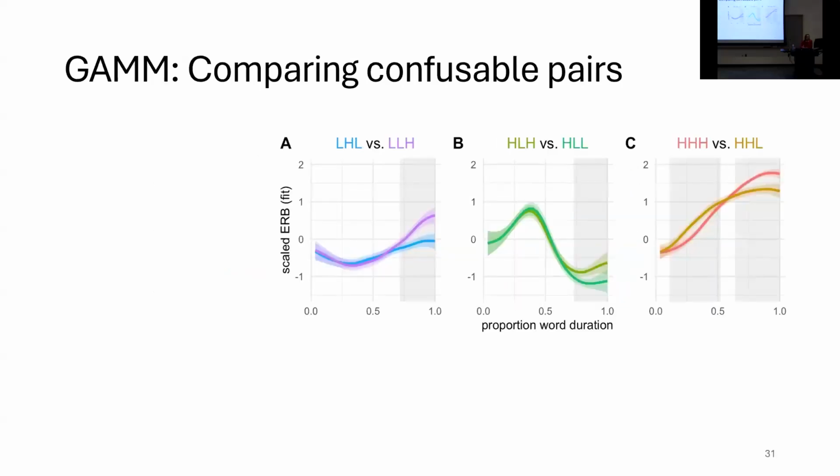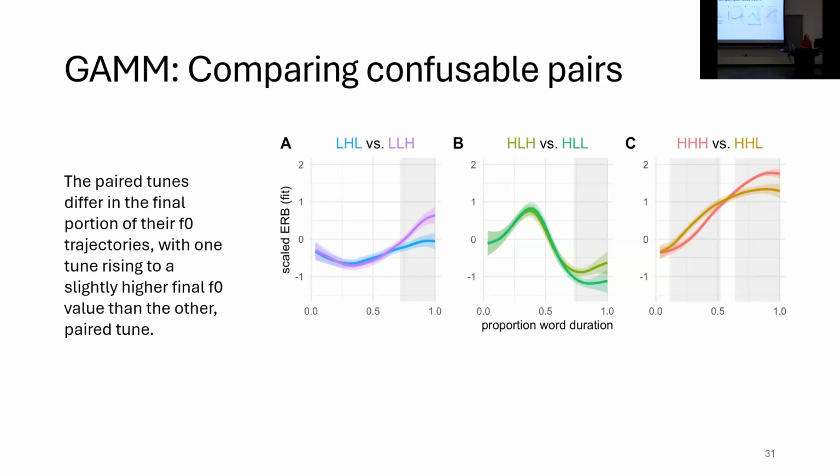So for these pairs, these are the tunes that merged in the clustering analysis. The GAMs show small but significant differences in certain intervals, which are marked by the gray shading. So these are the so-called difference GAMs if you've worked with GAMs before. So the paired tunes all differ in the final portion of their F0 trajectories, with one tune that rises to a slightly higher final F0 value than the other paired tune. But this difference wasn't reliable enough or robust enough to support separate clusters in the clustering analysis.